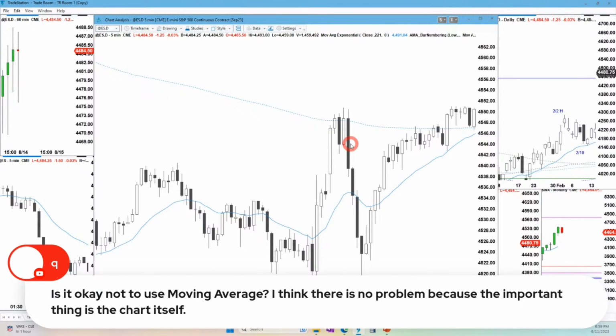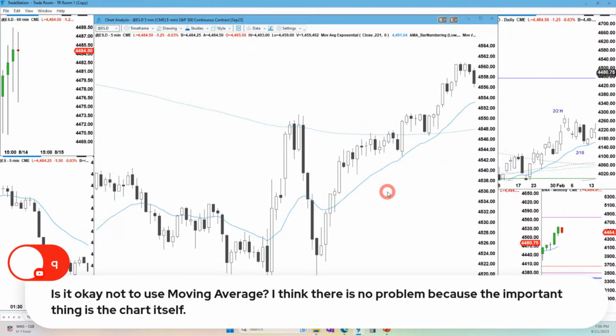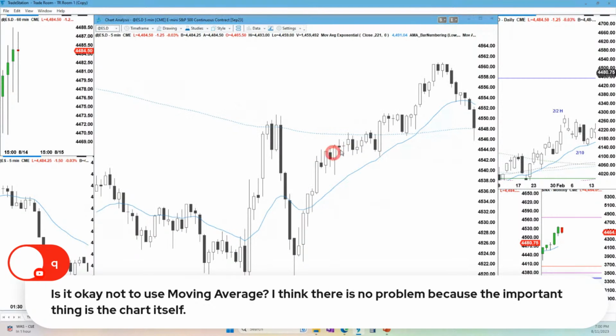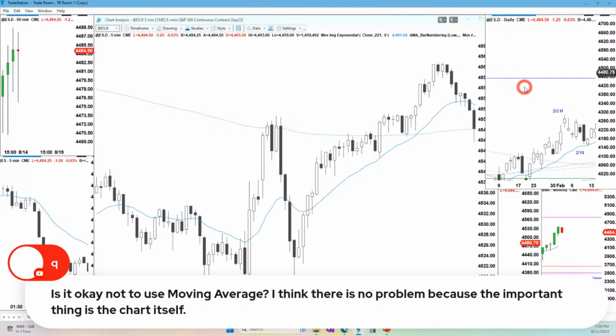Is it okay to not use the moving average? I think there's no problem because the important thing is the chart itself. Sure, we don't need a moving average. The only thing I like about moving averages is that a moving average is a reflection of the fair price. So if we rally, and we've been away from the moving average for a lot of bars, and we start to go sideways, and then we get all the way up here, the moving average is getting further away. Because of that, it's a sign of climactic behavior.